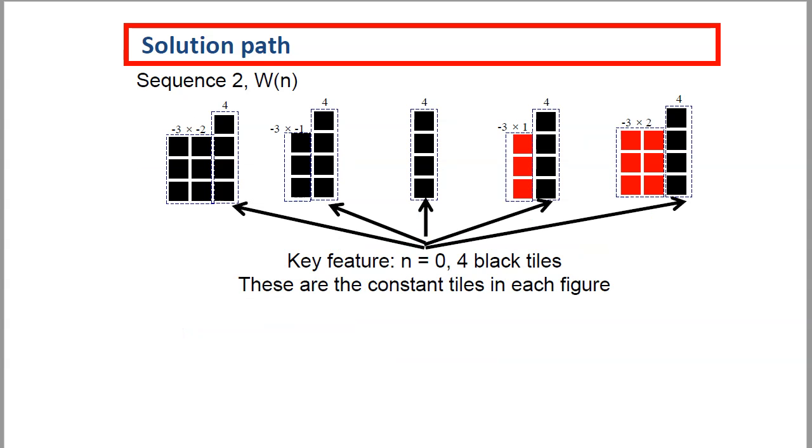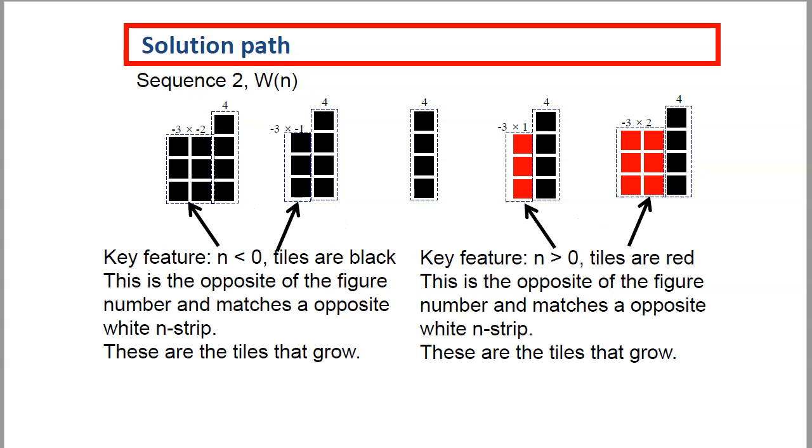Now for sequence 2, W of n, you can see for n equals 0, we have 4 black tiles. And each figure has 4 black tiles. That's the constant tiles. But when we look at the other tiles on the left, for when n is less than 0, the tiles are black. This is the opposite of the figure number and matches an opposite white end strip. These are the tiles that grow. And then on the right, the tiles are red, and this matches the opposite of the figure number.